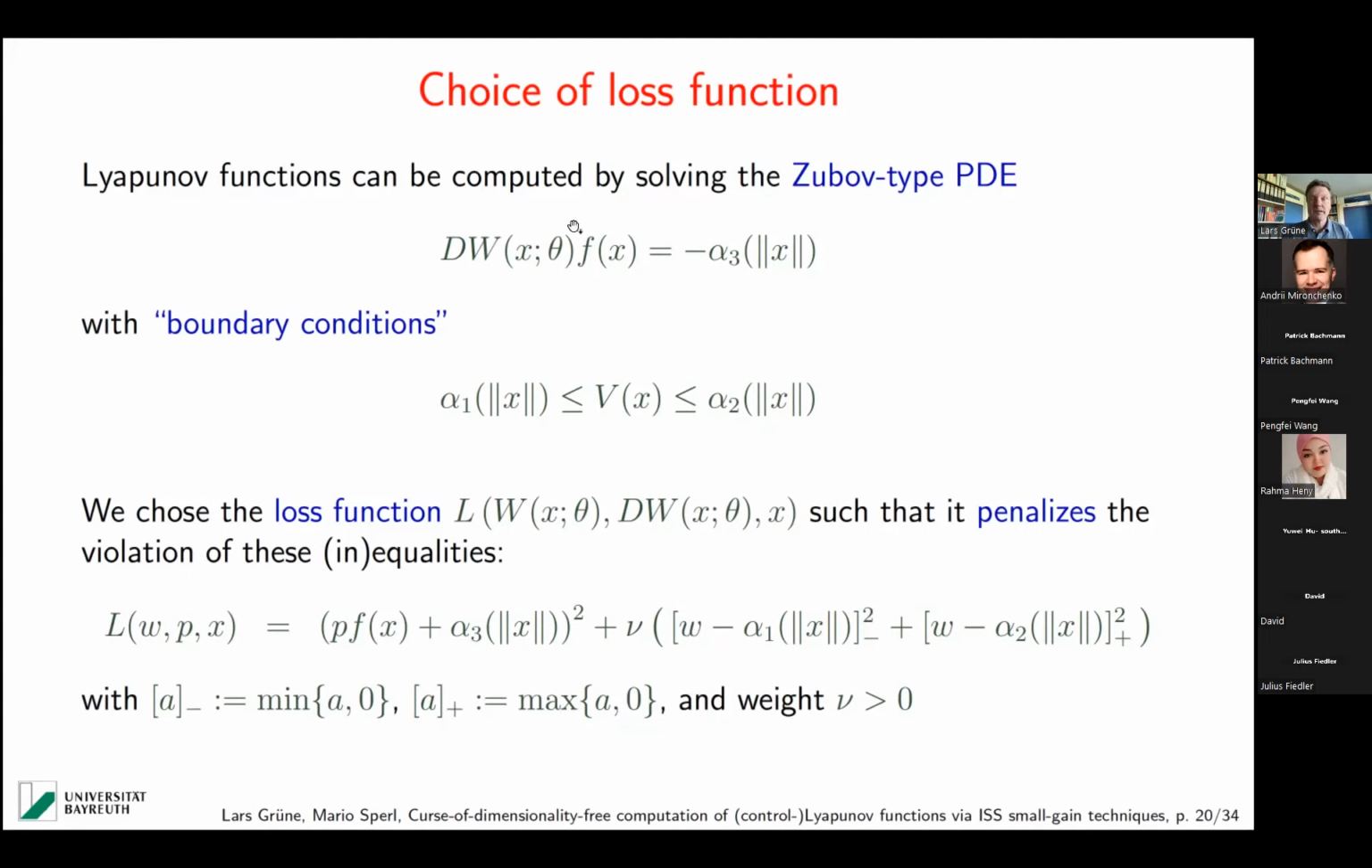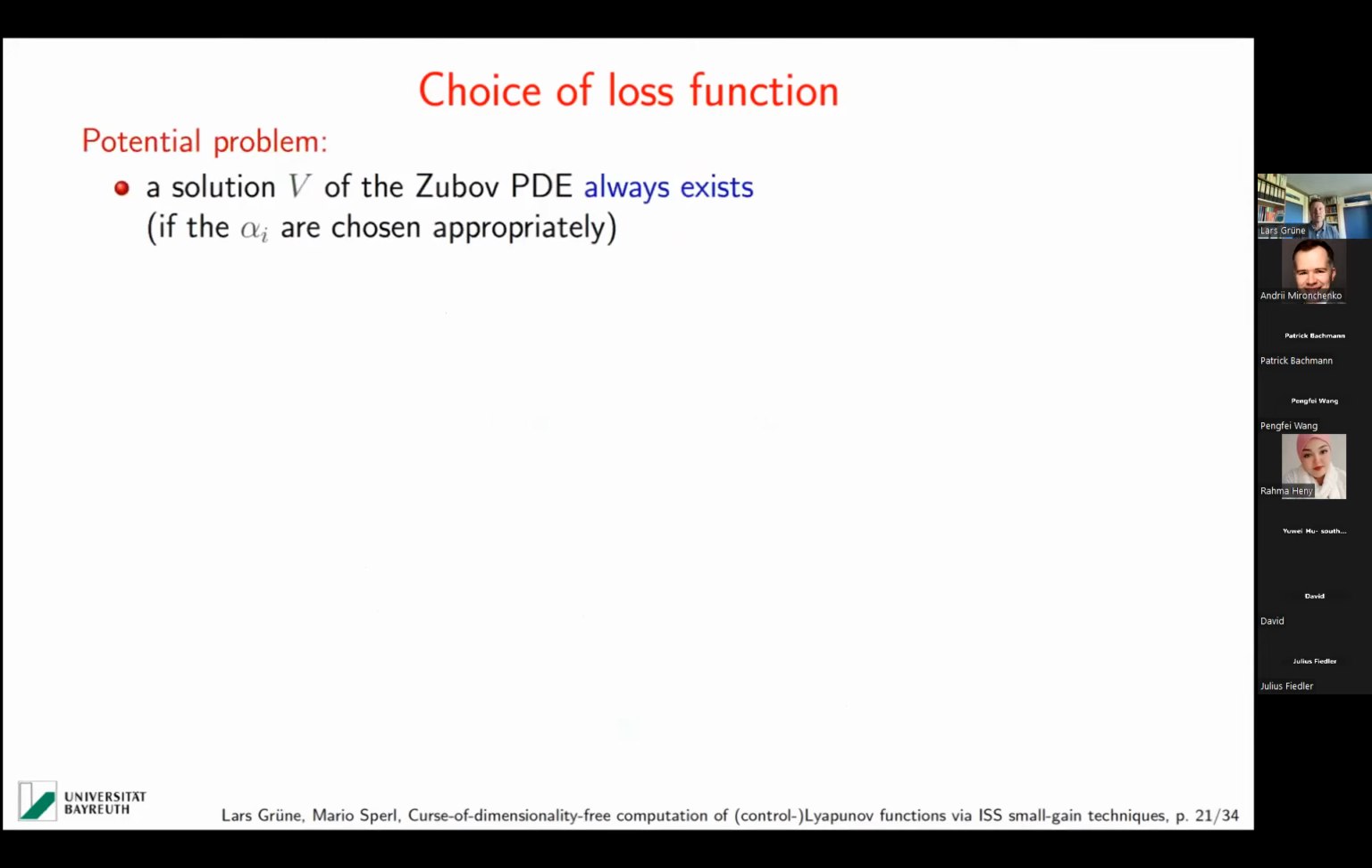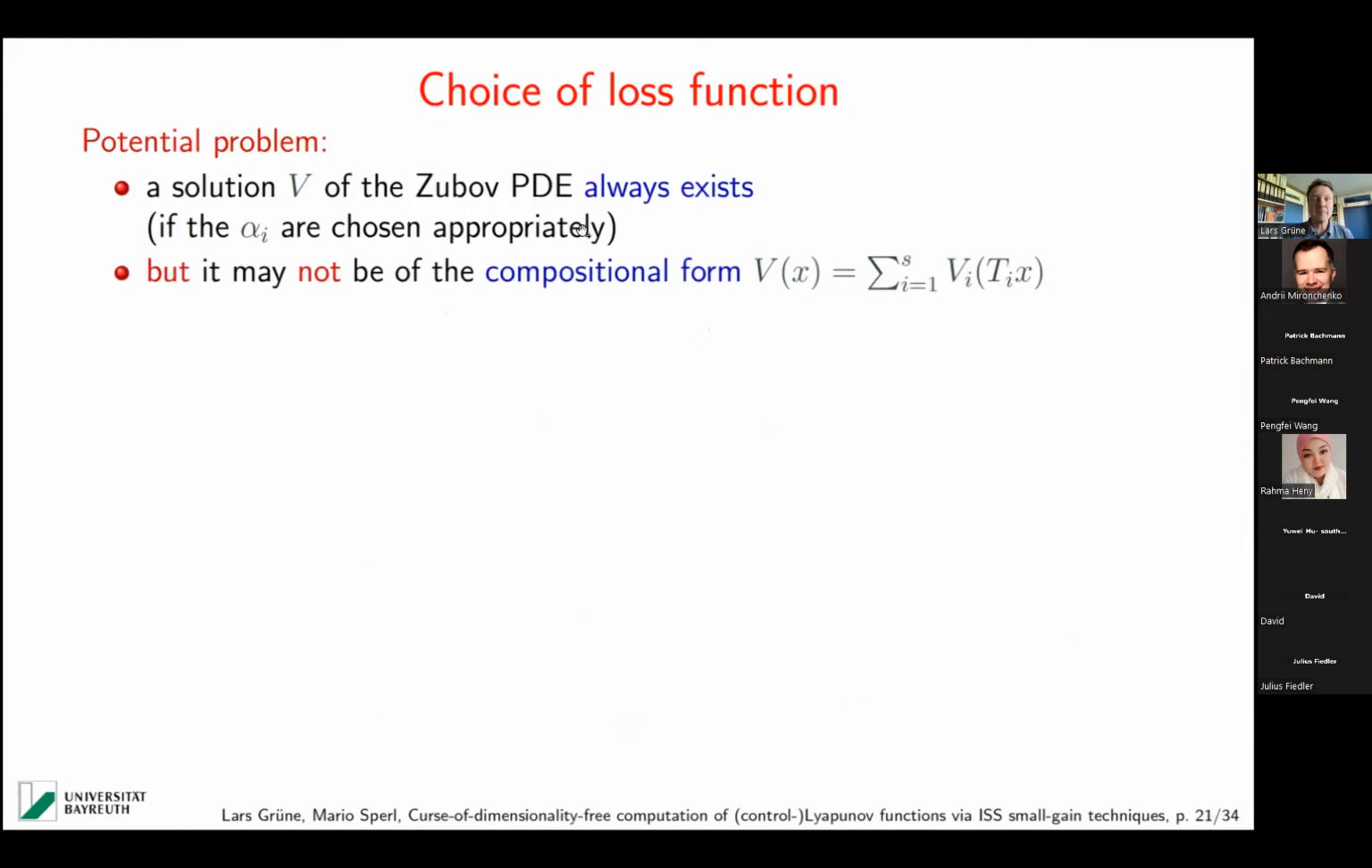Now here's a problem. This is how we started because of this Zubov type PDE and the PDE approaches that we found in the literature, but it soon turned out that it's known that a Zubov solution always exists for appropriately chosen alpha 1, alpha 2, alpha 3, but it may not be compositional, right? So it may be existing, but it may not be of that form because we don't know the correct right-hand side for the Zubov equation to get this compositional form. So even if a compositional Lyapunov function exists, it may not be the solution of the Zubov PDE.